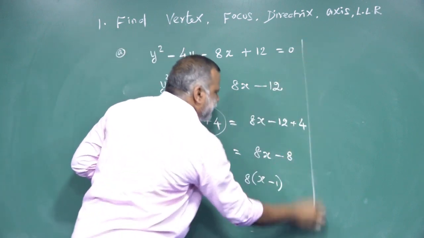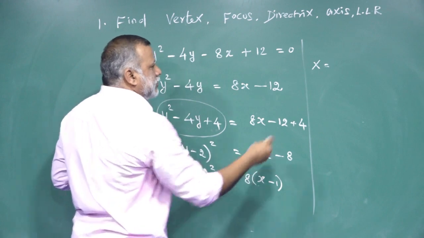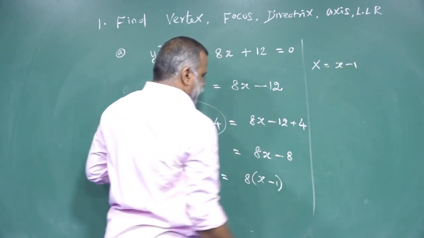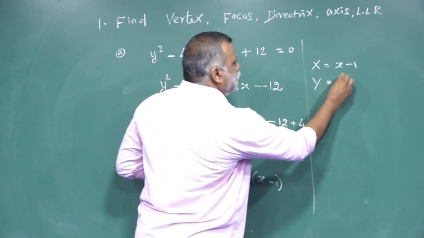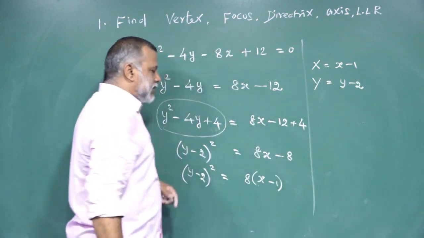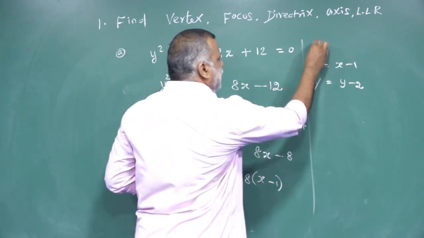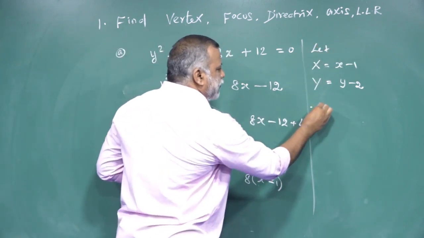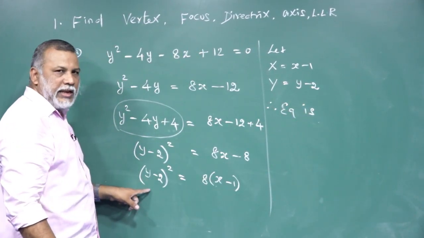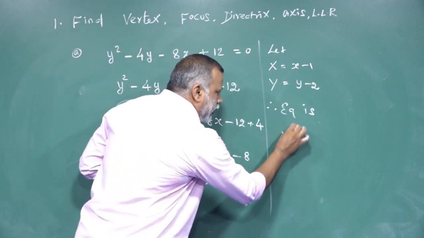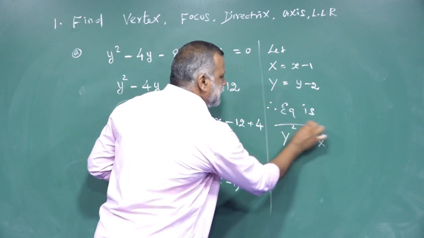Now give the name. This is called capital X. Capital X is equal to x minus 1. Now capital Y is y minus 2. We are considering the names like this. Therefore, the given equation is in the form of, see, this is now given the name capital Y, so capital Y squared equal to 8 into capital X.